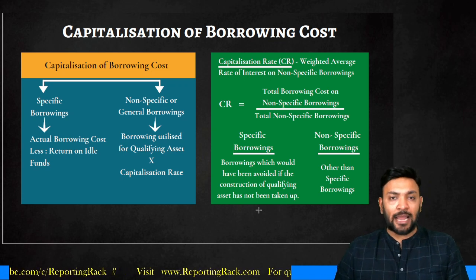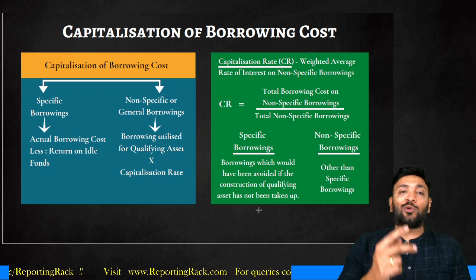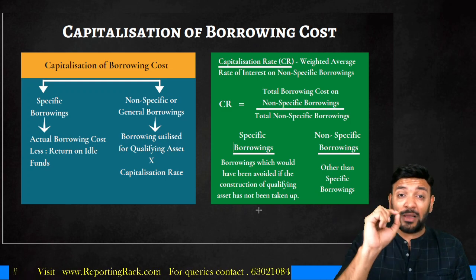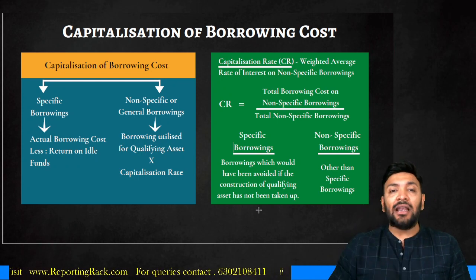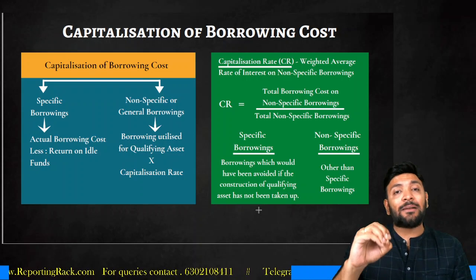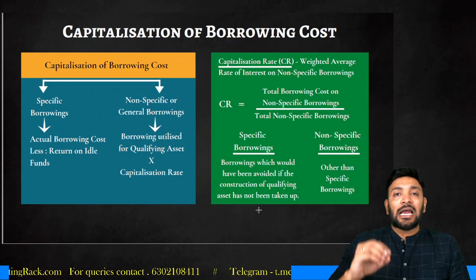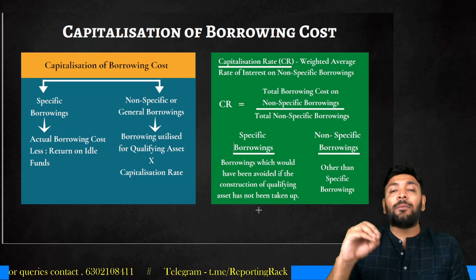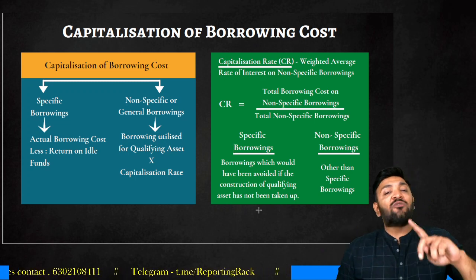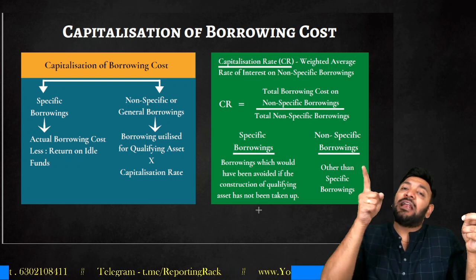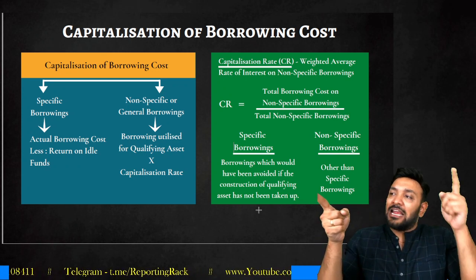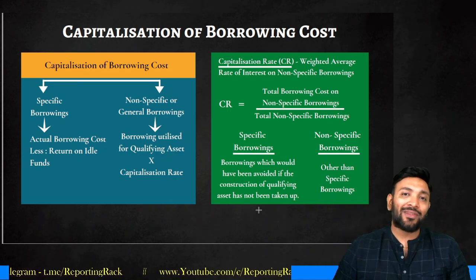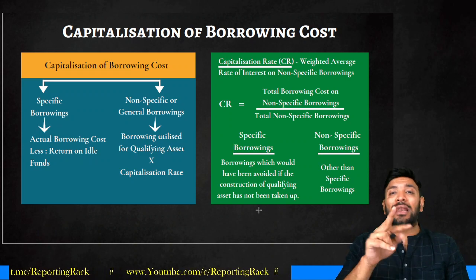Look at how the standard terms it. Now, I'll give you the wordings in the standard and look at how tricky the sounding is. A borrowing which would have been avoided. Listen to the wordings very carefully. A borrowing which would have been avoided, the construction of the qualifying asset not being taken up. Means what? I wouldn't have taken the borrowing had it not been for this construction of the qualifying asset. If this qualifying asset was not there, I wouldn't have taken this borrowing. That is specific borrowing.